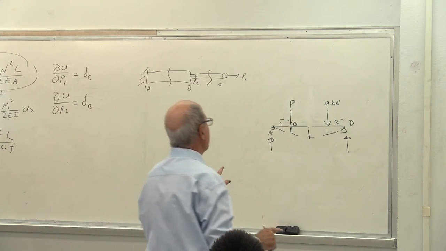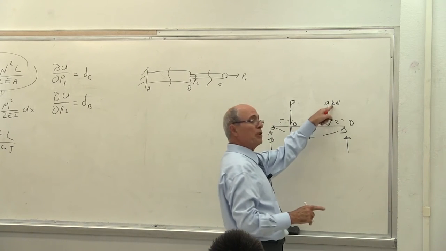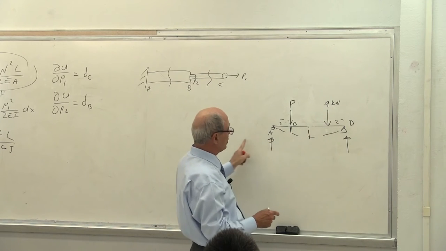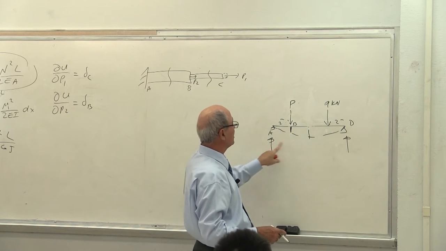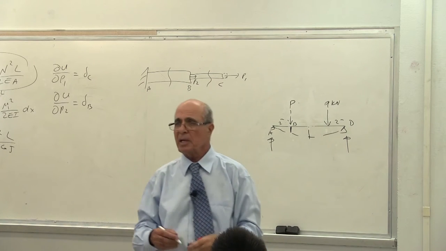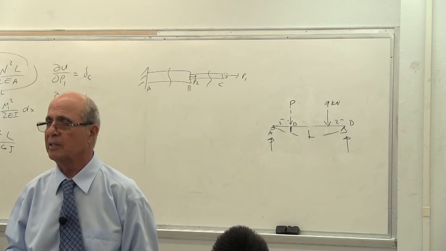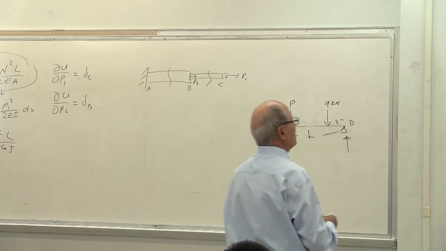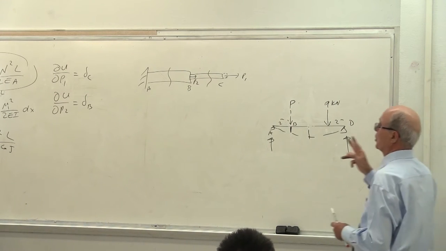Yes, this remains the P. This remains P2 or P3 or whatever it is, or 9. Is that correct or not? Then you go through the process, you will see what I do. Then you find this reaction also in terms of P, as if P is not given. Is that correct or not? Then you take the derivative. Understood?